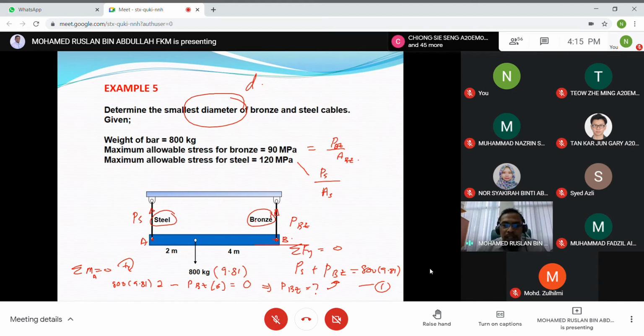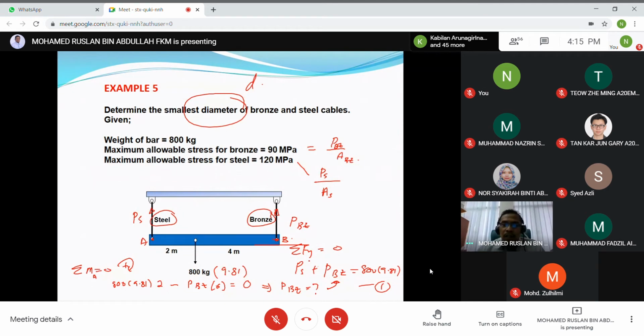And then the second step is a force analysis. You can apply the equilibrium equation. In this case, we have these two unknowns. So we just apply the total moment equal to 0, and the total force in y direction equal to 0. So you can get the PS. PS means the force in the steel cable, and PBZ is the force in the bronze.